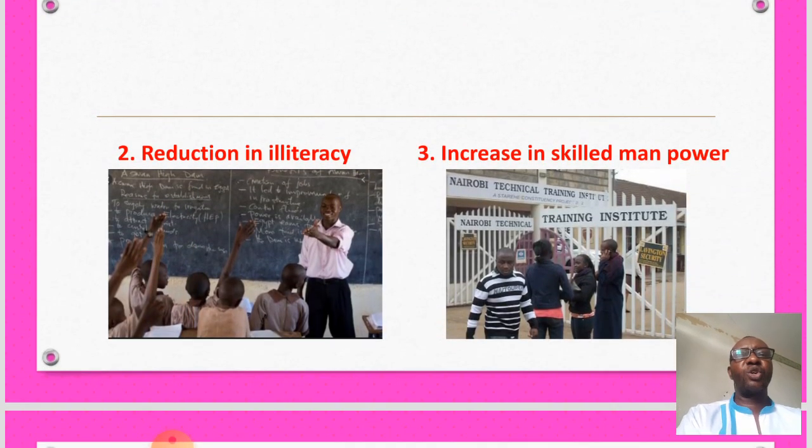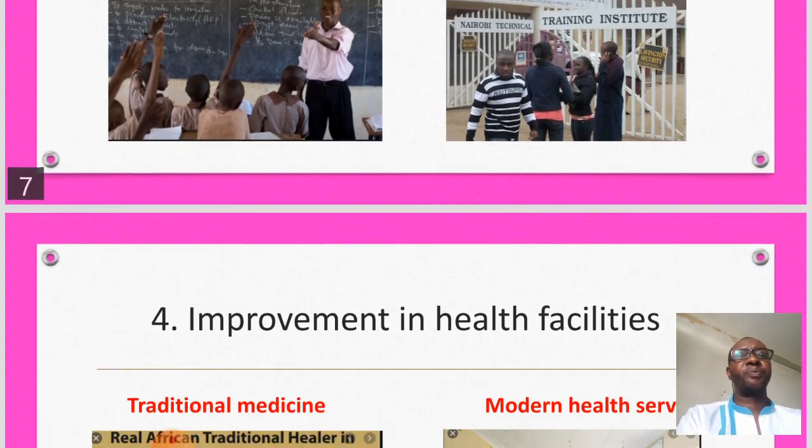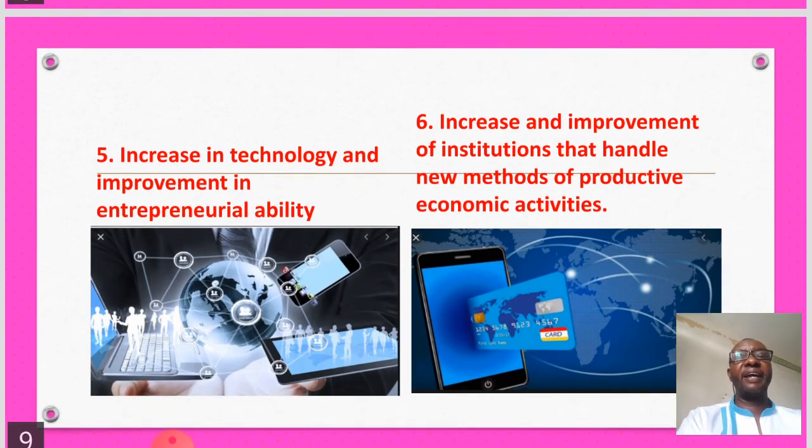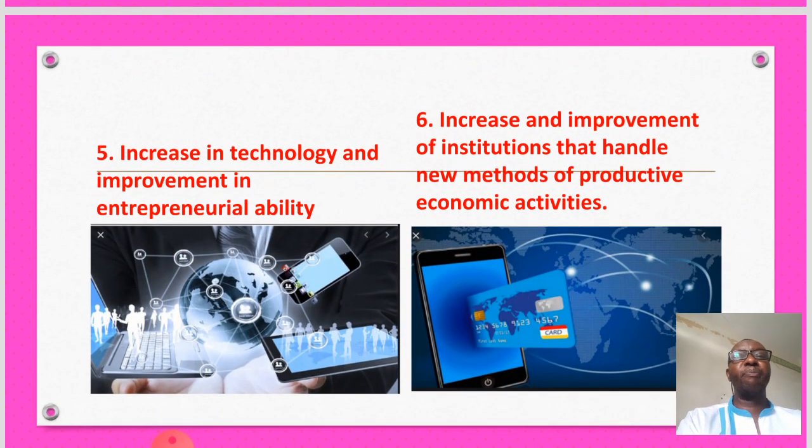Number two, reduction of illiteracy, more people going to school. Then number three, increase in skilled manpower, there is more training. Number four, improvement of health facilities, when people move from traditional medicine to modern health services. And then number five, increase in technology and improvement in entrepreneurial ability, people using technology in doing business. And lastly, increase and improvement of institutions that handle new methods of productive economic activities.